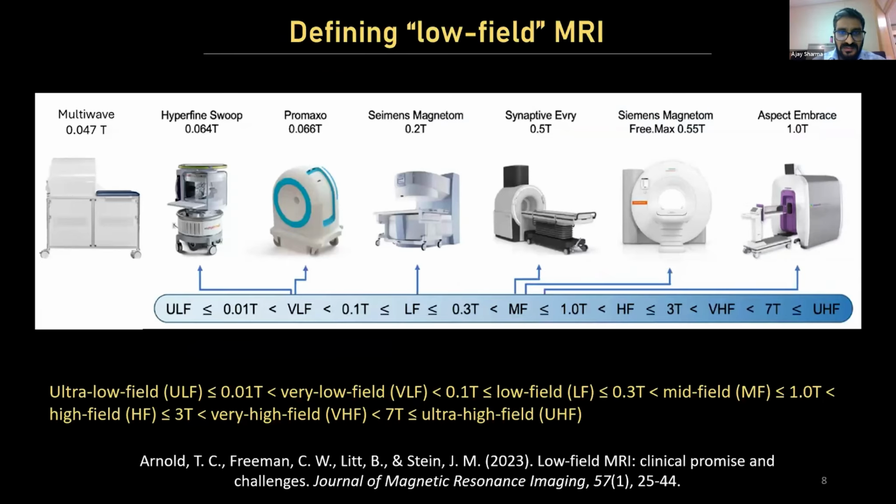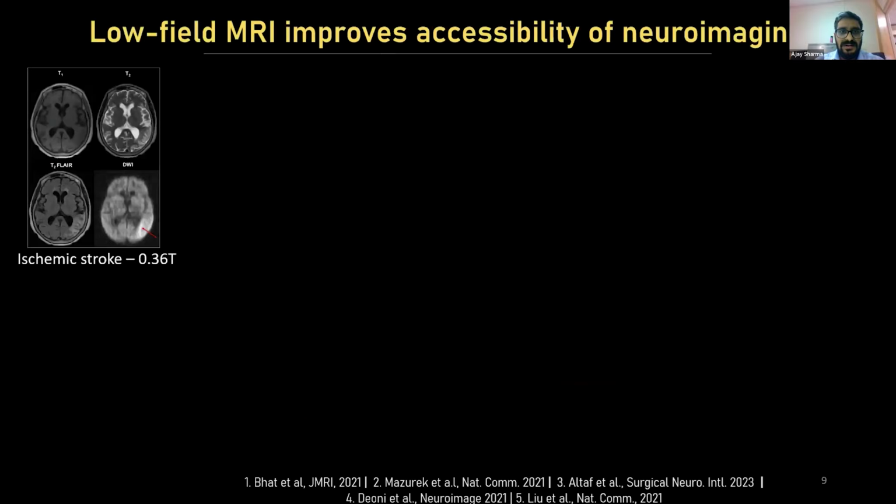So nowadays we are moving towards low field MRI scanners to improve accessibility. These low field scanners are portable, as you can see on the screen. A number of low field scanners are built nowadays, like the Multiwave 0.047 Tesla, the Hyperfine, and other Siemens scanners. Above 1.0 Tesla, usually 1.5 Tesla, we call it high field, then mid field, and anything below 0.1 Tesla we categorize as low field.